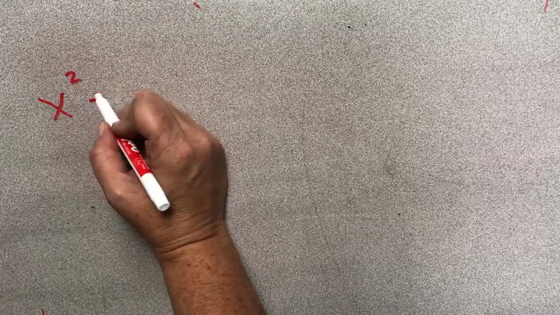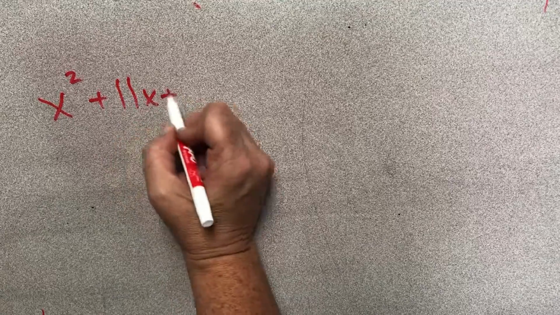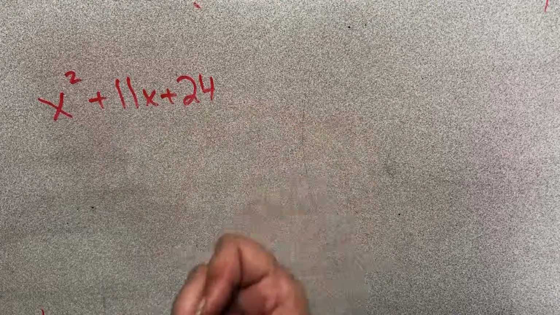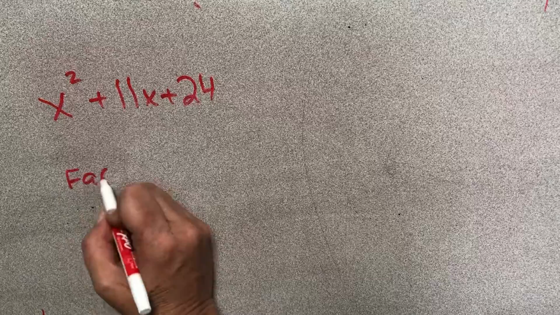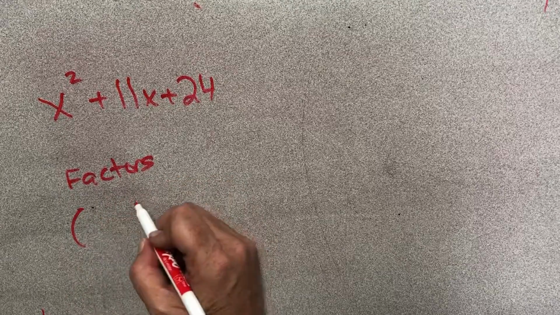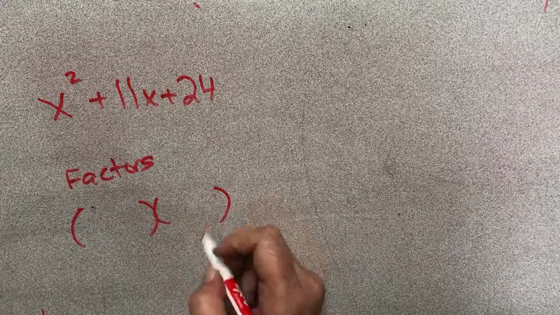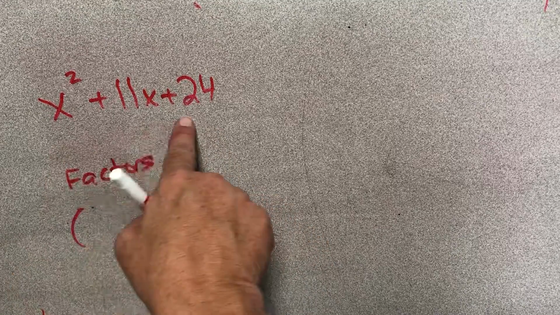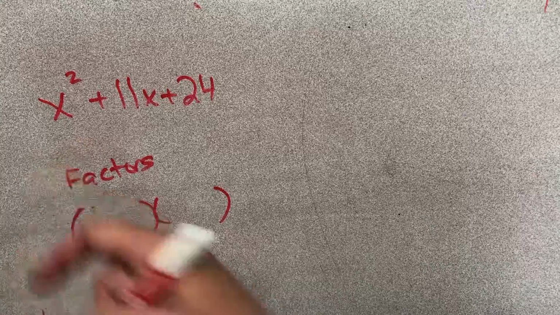So let's say you were given the quadratic trinomial x squared plus 11x plus 24. And I ask you to find the factors. That means I'm asking you to find the two binomials that can multiply together to equal this trinomial. And we're going to do a certain method to figure this out.